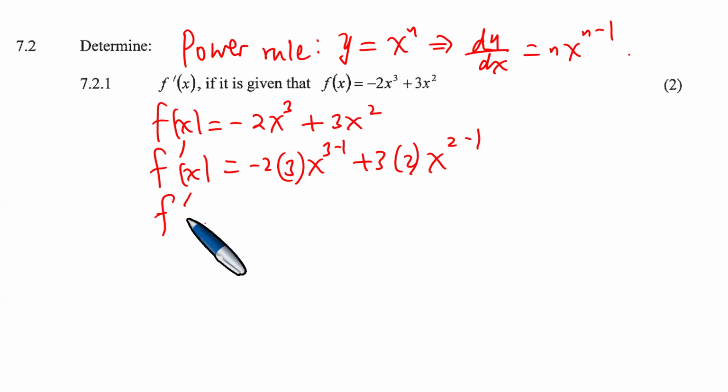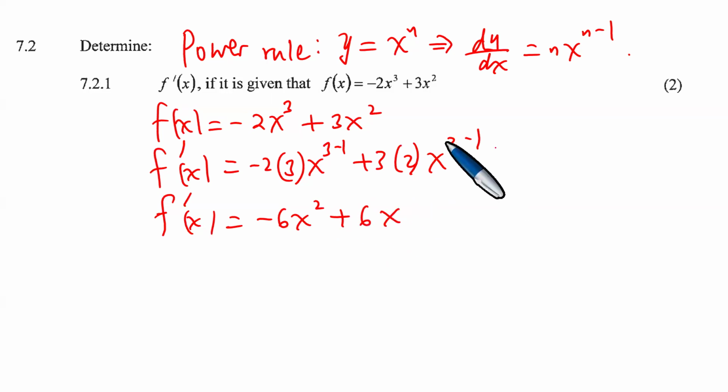Meaning that f prime of x equals, what is minus 2 times 3? It's minus 6x squared. 3 by 2 is a 6x. 2 minus 1 is a 1. Okay, and this gives us the actual derivative.